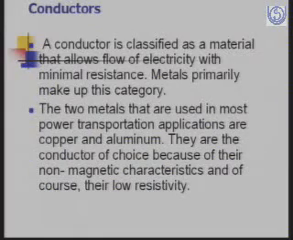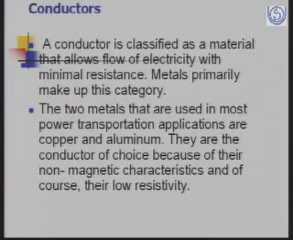Then the major equipment is the conductor, and the conductor is classified as the material that allows the flow of electricity with minimal resistance, and aluminium and copper are mainly being used for the flow of current. The two metals that are mostly used are copper and aluminium. They are the conductors of choice because of their non-magnetic characteristics and of course their low resistivity.